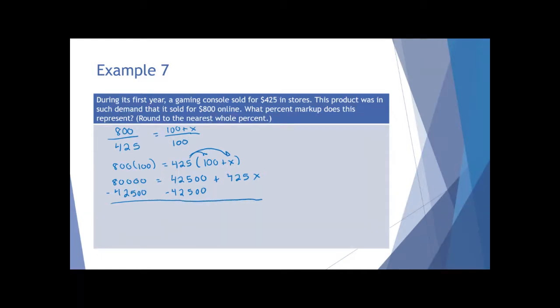I'm going to take my calculator and make sure I have the right number of zeros. So this gives us 37,500 equals 425x. So now I need to divide both sides by 425 because I just want x.